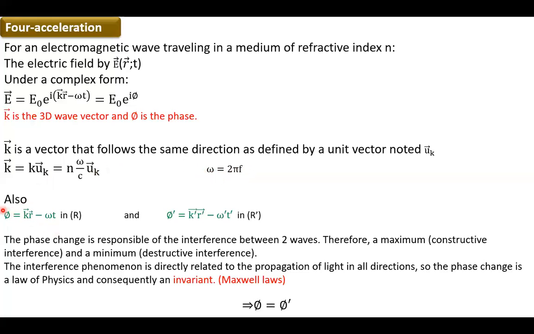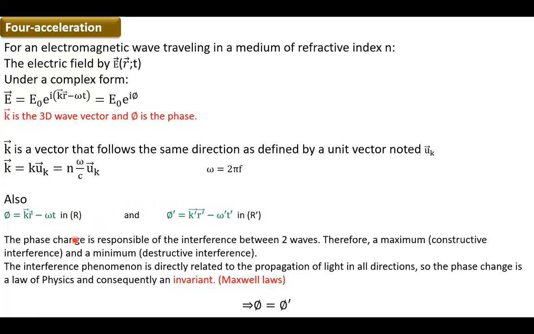So our phase phi is equal to k r minus omega t in the rest frame R. And you have phi prime, which is equal to k prime r prime minus omega prime t prime in R prime. So you have phi in the rest frame R, and phi prime in the moving frame R prime.